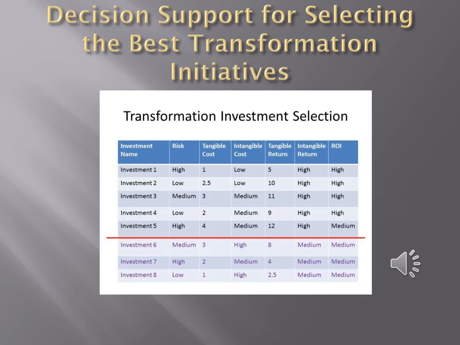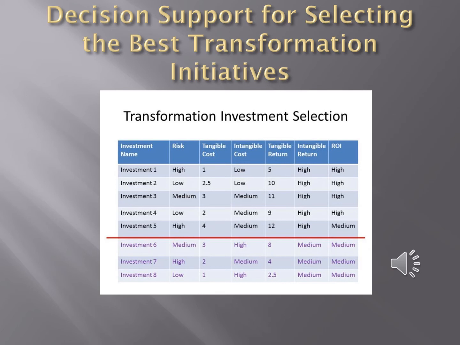The idea in portfolio management is that you have a portfolio of transformation efforts, transformation initiatives. You do not have a portfolio of software systems. You do not have a portfolio of things you want to buy. You have a portfolio of initiatives that will improve the performance of the entire enterprise. You're strategic about this, and not just simply tactical.